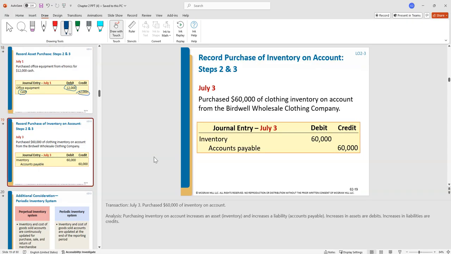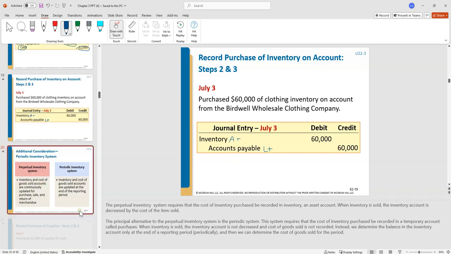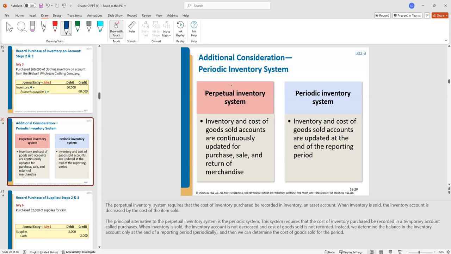How about we bought inventory on account, right? We told the person we bought it from, we will pay you later. So we have an asset plus, we have a liability plus, and our total debits equal our total credits. Be aware there's a difference between a perpetual, kind of live, inventory system versus a periodic inventory system, where we only account for things generally at the end of the period.